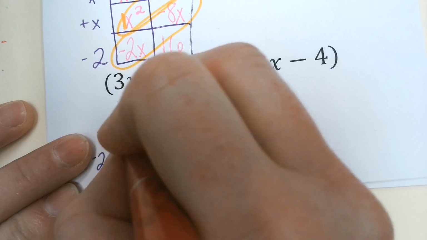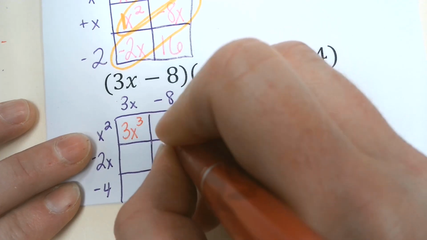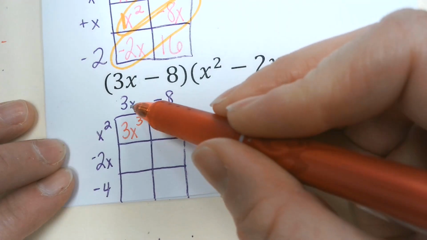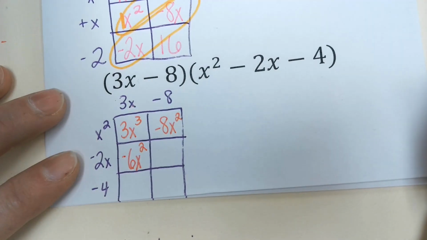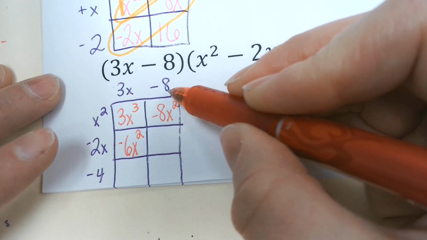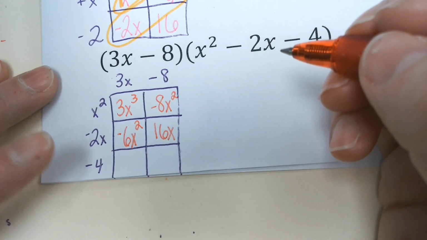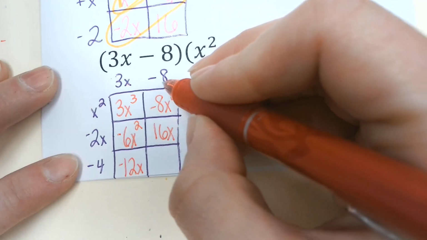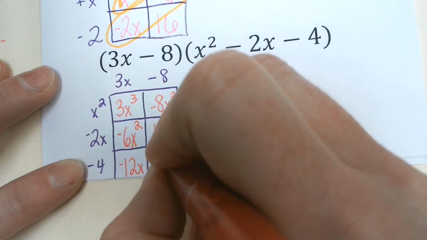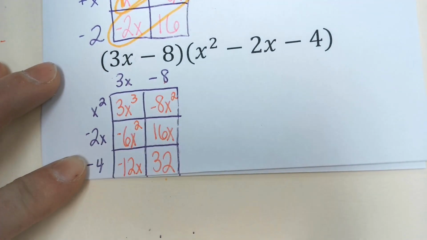And we're going to multiply 3x times x squared, 3x cubed. x squared times a negative 8 is negative 8x squared. 3x times negative 2x is negative 6x squared. Negative 8 times negative 2 is a positive 16x. Negative 4 times 3x is a negative 12x. Negative 8 times a negative 4 is a positive 32. So that's what should be in your boxes, or if you did double distribute, these should be all listed out.